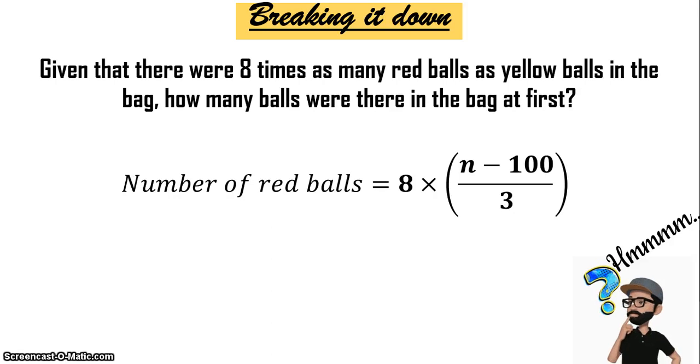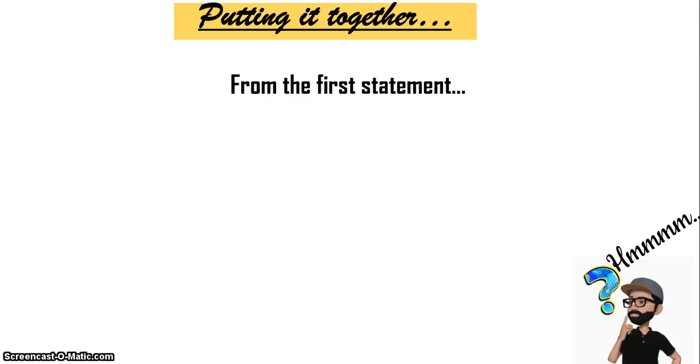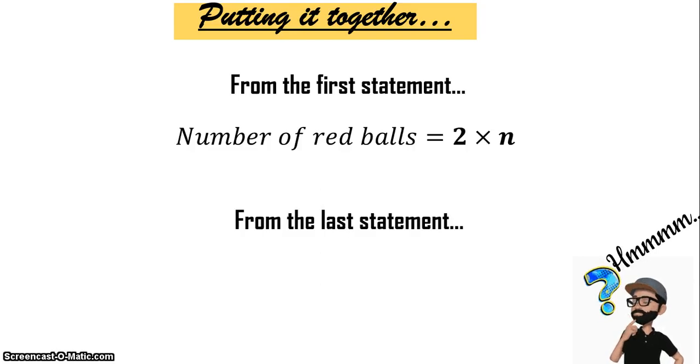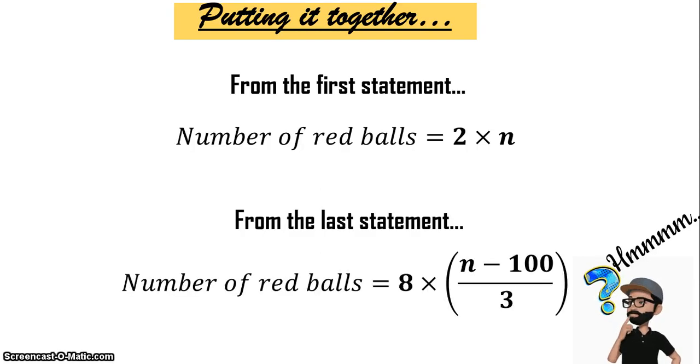So how do we put it all together? Let's go. From the first statement, remember we have this: number of red balls is 2 times n. Now from the last statement, remember, we also have this: number of red balls equals 8 times (n minus 100) divided by 3. So look at the two lines.